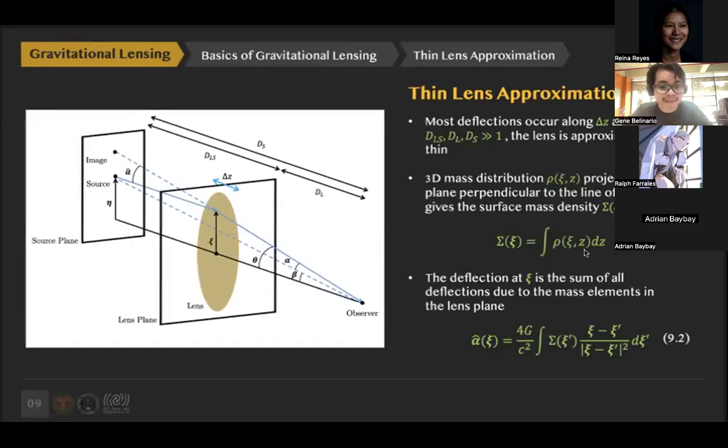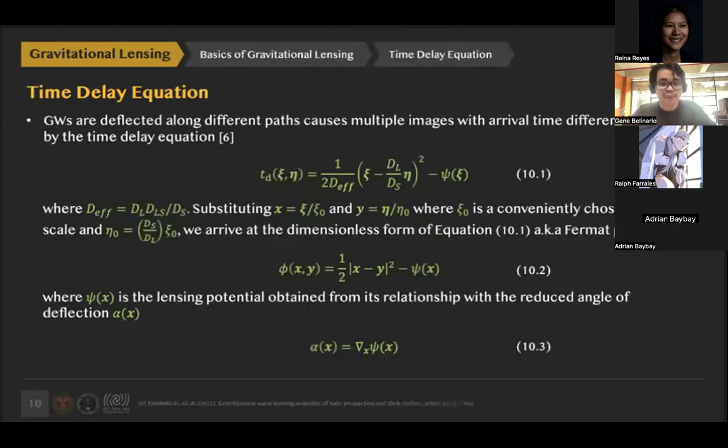This gives us the surface mass density sigma given by equation 9.1. Consequently, the deflection angle is given by the sum of all deflections due to the mass elements in the lens plane, and we have this integral to describe the angle of deflection. Now, we expect multiple images to arrive at the observer at different times, causing arrival time differences between the images. In terms of the impact parameters xi and eta, the arrival time difference is given by equation 10.1.